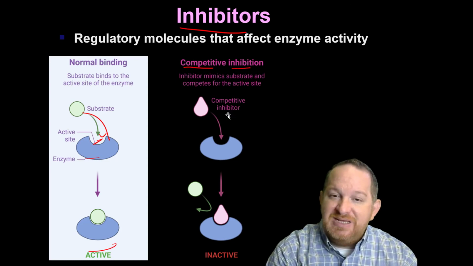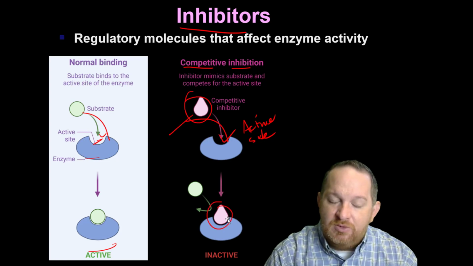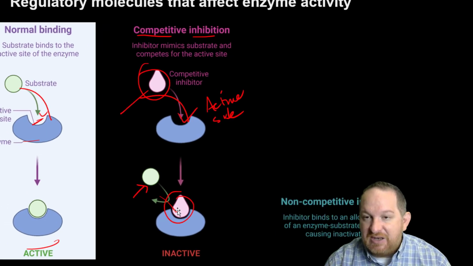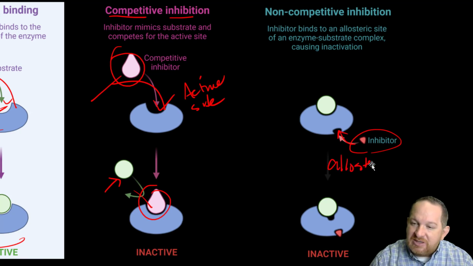Competitive inhibition means some other molecule is competing in the active site. So notice that this enzyme is inactive because there's a competitive inhibitor competing for the active site, so the substrate can't bind. That's competitive. Non-competitive means some inhibitor has bound somewhere else, and we call that an allosteric site.